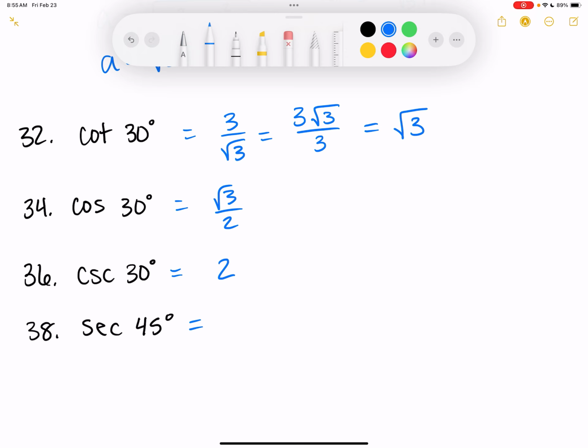Cosine would be root 2 over 2. So then secant would be 2 over root 2. But we've got to do what? Rationalize it, which would be 2 root 2 over 2, which simplifies to root 2.